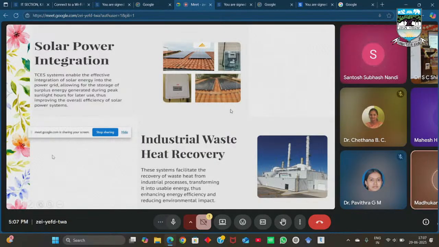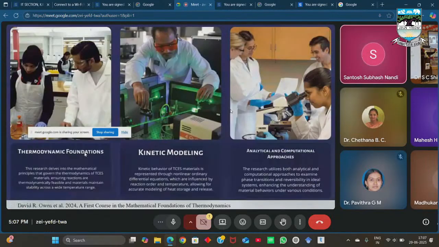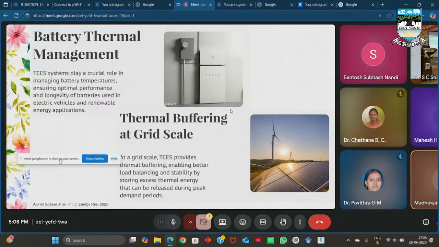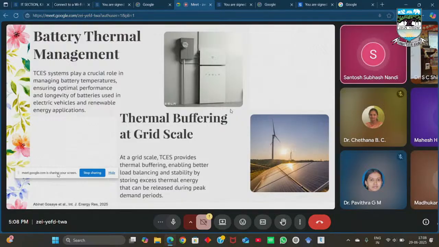Likewise, if you consider some more applications, the best examples are battery thermal management and thermal buffering at very high scale in the case of grid management.